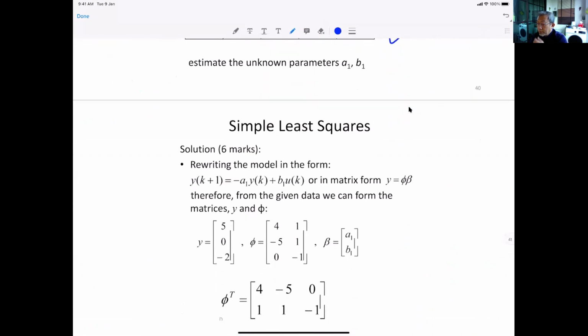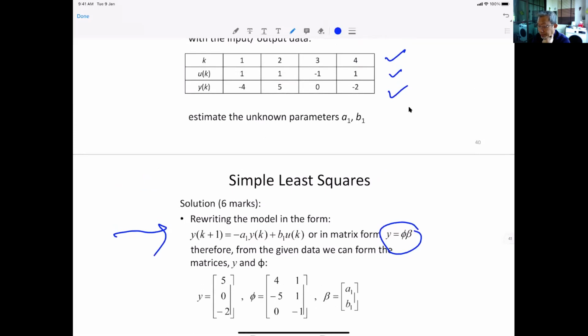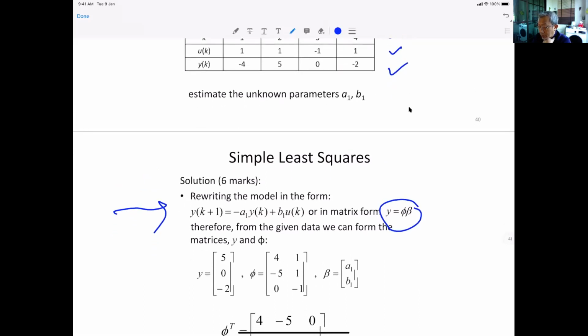Find the simple least square by rewriting the model in the form y(k+1) = -a y(k) + b1 u(k), in the matrix form of Y = Θβ. Again, we have to construct the matrix Y. In this case, we use this y(k+1), so we start from here.